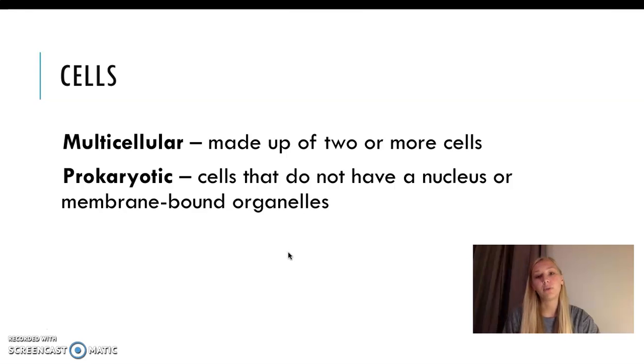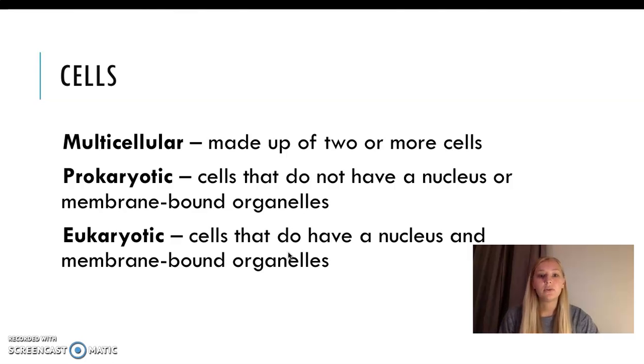Some cells are considered prokaryotic, and these cells do not have a nucleus or membrane-bound organelles, which is something we'll get into more detail about later when we start to talk about organelles. But membrane-bound means that there is a membrane on the outside of the cell, and it's like a protective layer. Bacteria are also an example of prokaryotic cells, as well as archaea. Eukaryotic cells do have a nucleus, and they do have membrane-bound organelles. So most of the organisms that you're thinking of right now are probably eukaryotic. So these are things such as plants and animals.